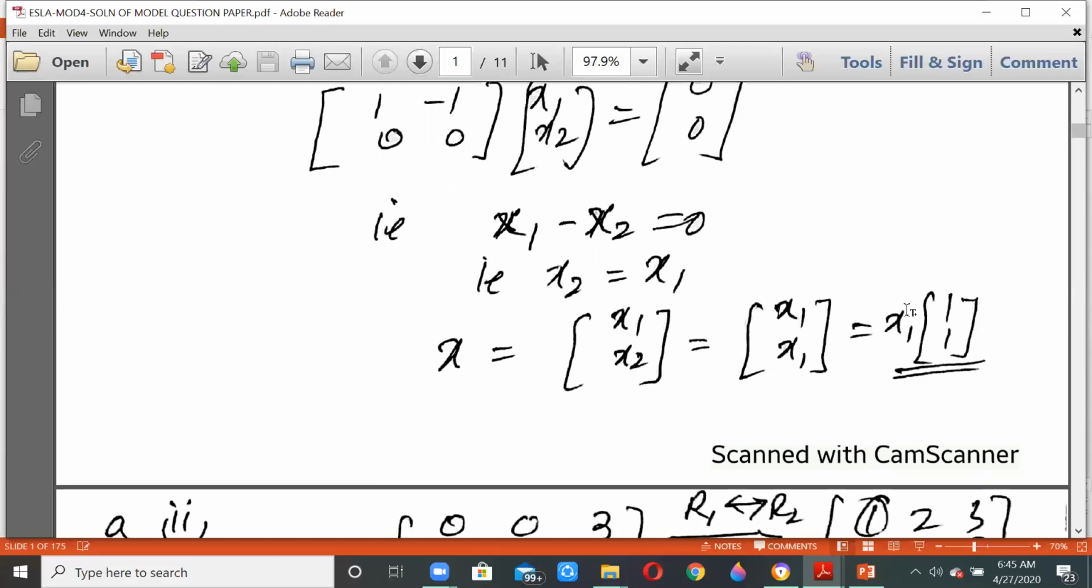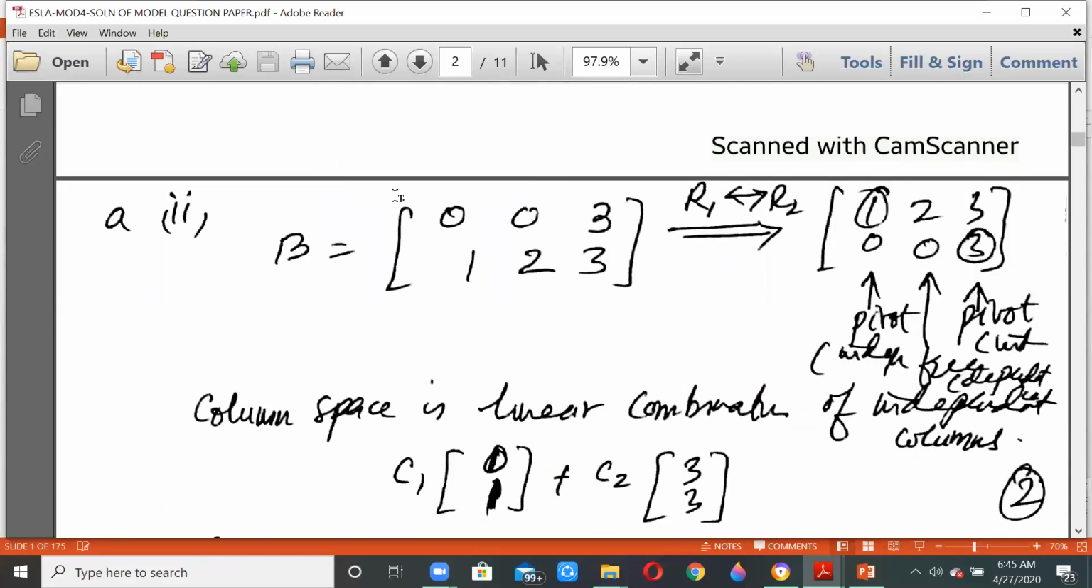So this becomes the solution for the null space. The second one is B, which is [0, 0, 3; 1, 2, 3]. You can exchange R1 and R2, row 1 and row 2, then it will become like this. Then this is the pivot variable, this is the independent variable, because if you multiply this with 2, you will get this. And this again is a pivot variable because you have here 3. So you have two pivot variables and one free variable.